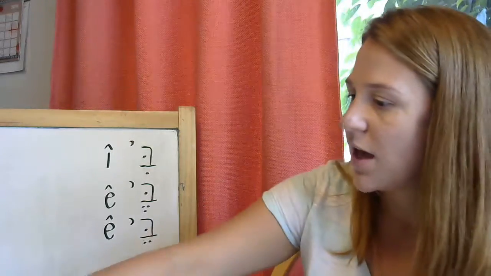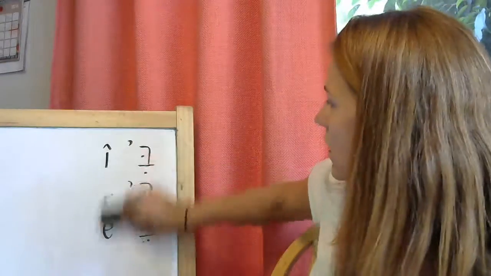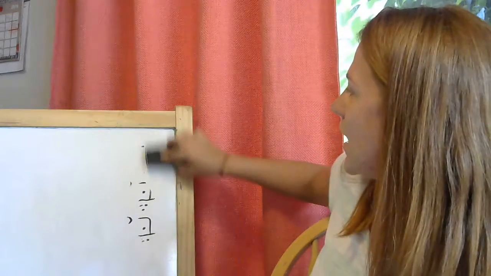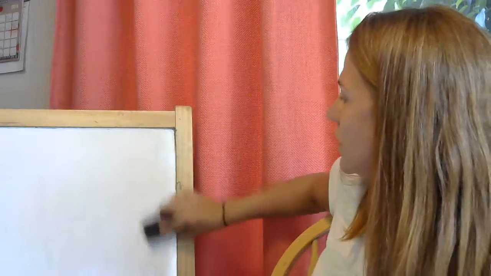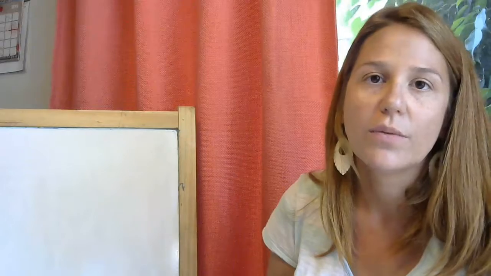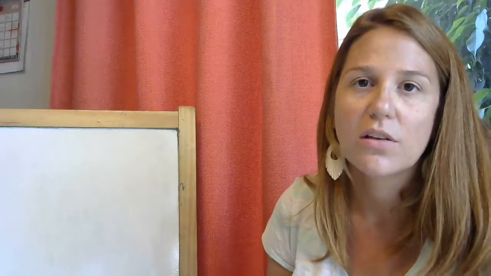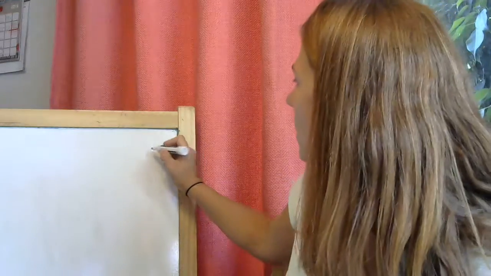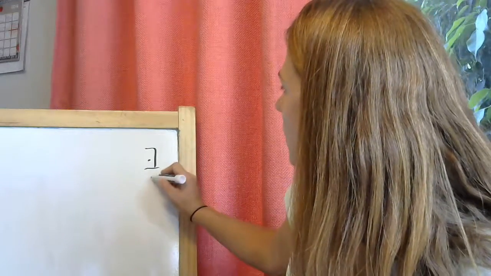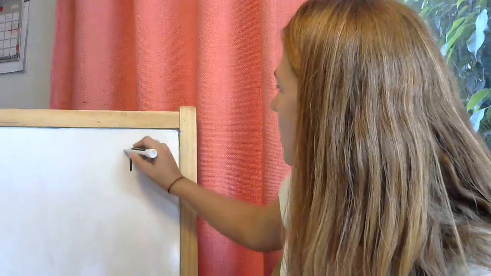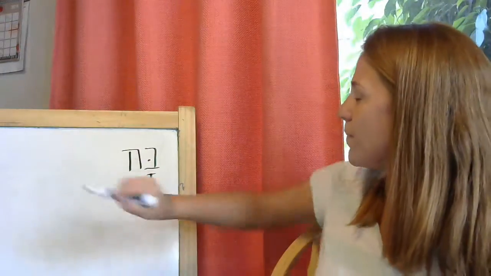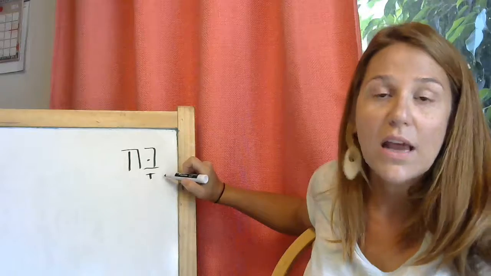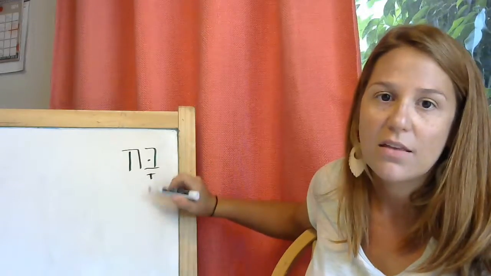Now let's look at the He as a mater. He as a mater is only going to occur at the end of a word. Whereas a Yod as part of a vowel can occur in the middle of a word or at the end, the He is only going to occur at the end. Okay, so let's say we have this vowel. The name of it would just be qamets He. That's how you refer to it.